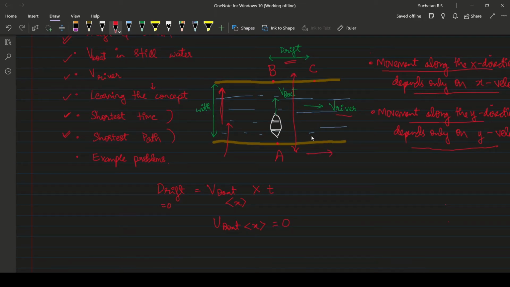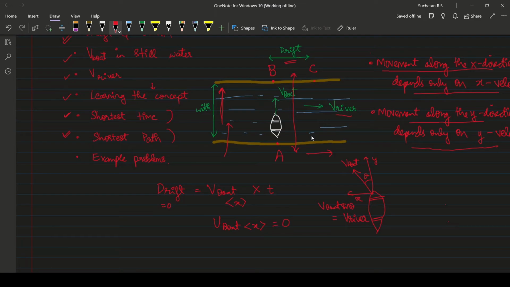So what you need to do in this case is, if this is the boat, you need to provide the velocity at an angle theta, where this is y and this is x, such that the velocity of the boat times sin theta should be equal to the velocity of the river. Can you think why I'm doing this?